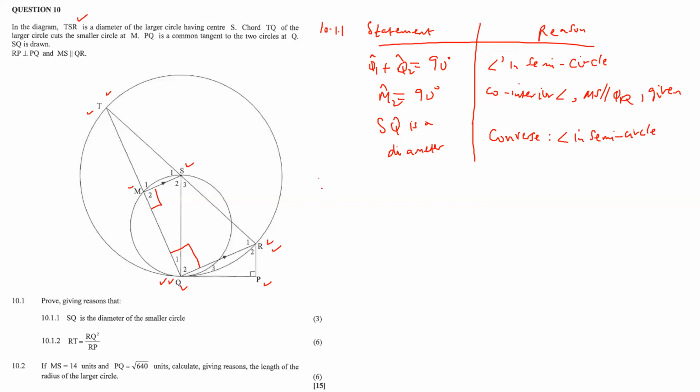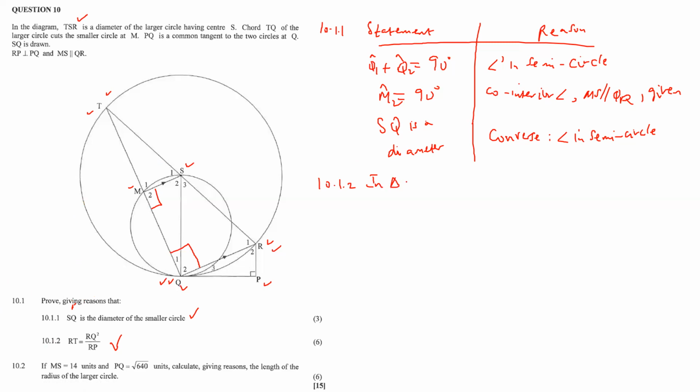So if you look at 10.1.2, you need to prove that. We have just proven the first one and need to prove the second one. Need to prove that RT equals RQ squared over RP. 10.1.2 is next, and we're going to be dealing with the triangles.